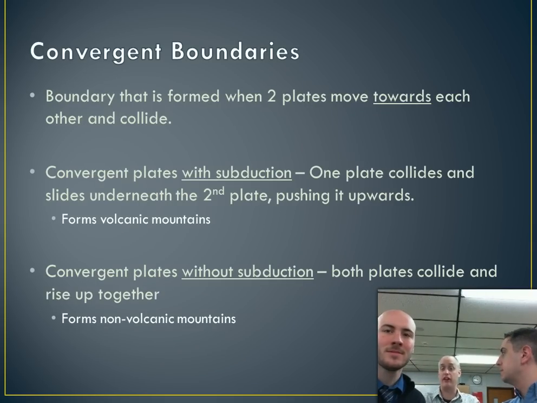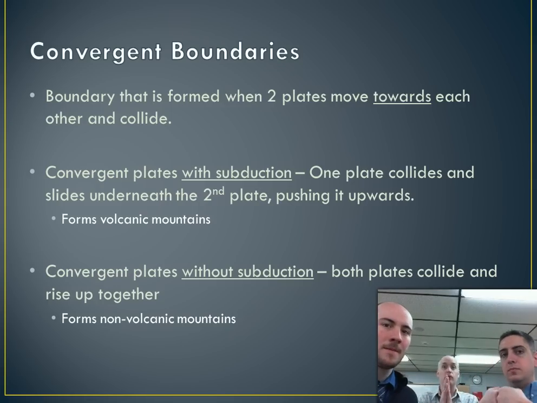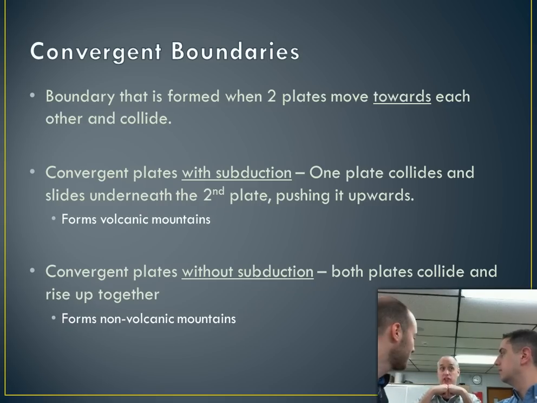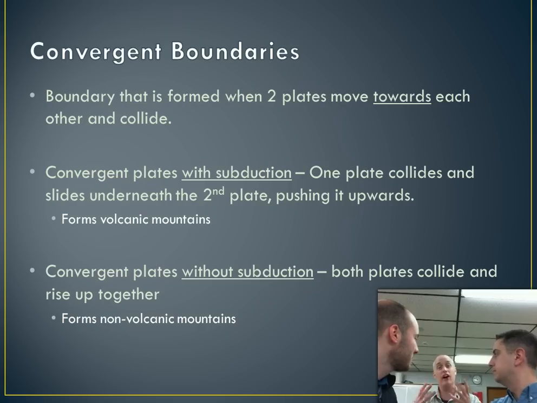When something converges, just like in our waves unit, it comes together. So it's a boundary formed when two plates move toward each other. Convergent plates sometimes have something called subduction. Sub means under, and duction is a movement or transfer. So you get a transfer of one plate underneath the other one. They collide, and instead of just smashing, one goes under the other, and this forms volcanic mountains because there's a gap that lets lava up. Here's the mountain, and lava shoots up through here, and you've got your volcanic mountain. Now, you can also have convergent plates.